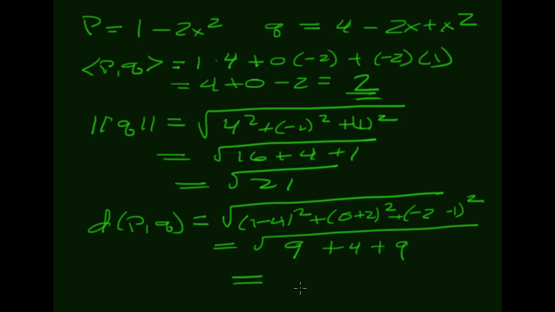So that's 13 plus 9 is 22. So the distance between these two polynomials is the square root of 22. Now, again, what does that distance mean in reality? I have no idea, but I do know how to take a distance according to this inner product. So let's make this even more weird.